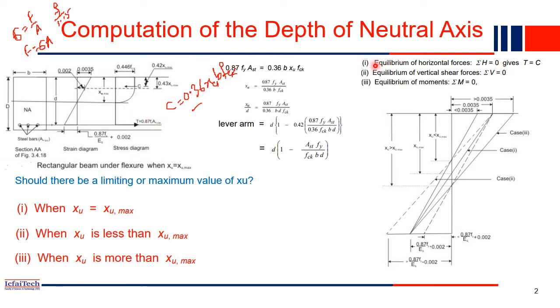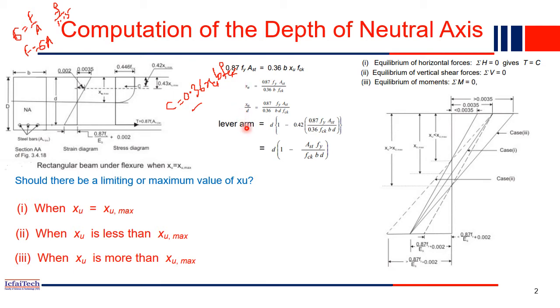Now what is our first equilibrium equation? Summation of all horizontal forces equal to 0, means T equal to C, right? So T is 0.87 Fy Ast, equal to C. C is 0.36 b Xu fck. This part we derived in the last class. So from here you can compute Xu, which is nothing but the depth of the neutral axis. So Xu comes out to be 0.87 Fy Ast by 0.36 b fck, simply by rearranging the equation.